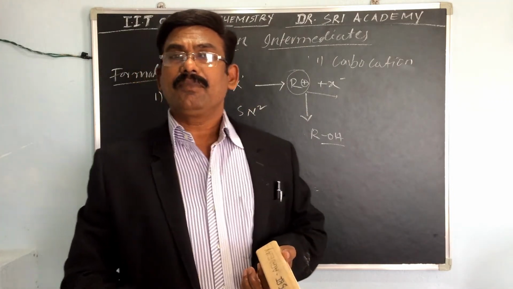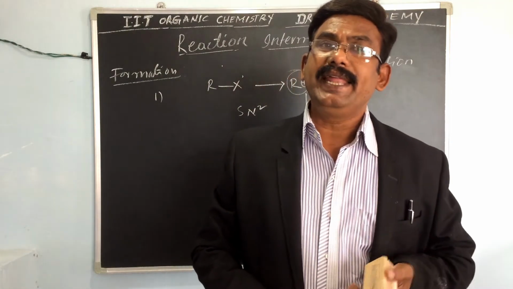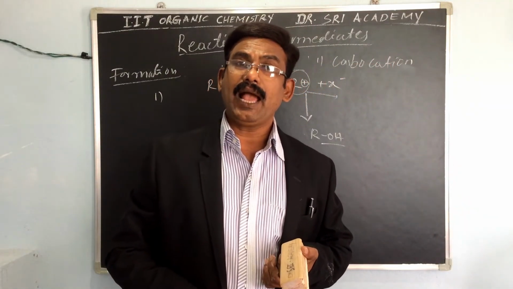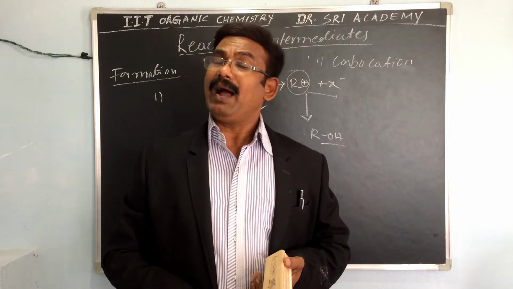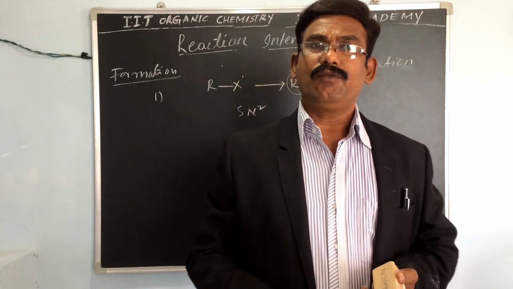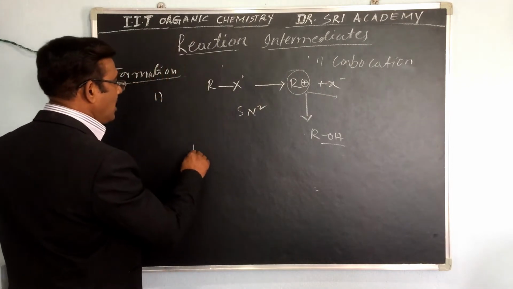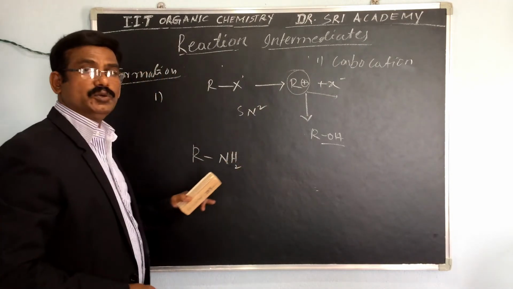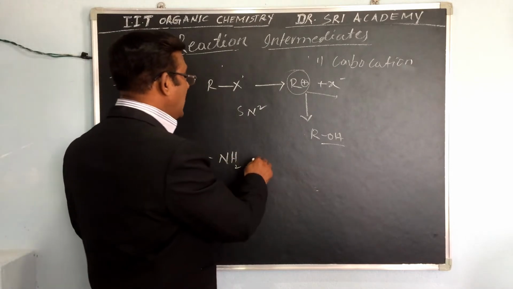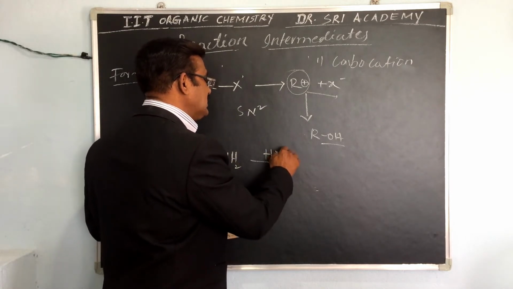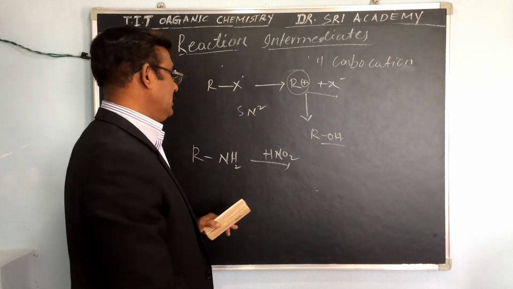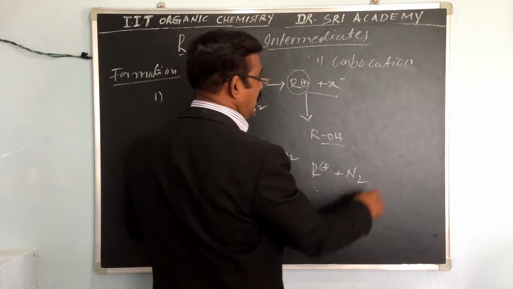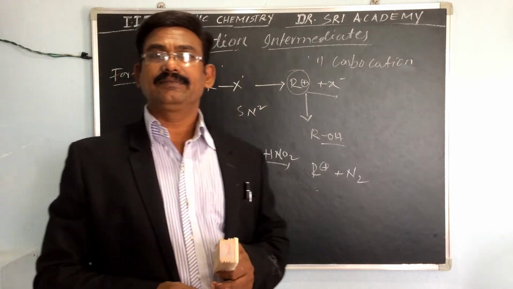And one more example is the deamination of amines by nitrous acid. For example, RNH2 in the presence of HNO2, nitrous acid. What happens? R plus formation takes place and nitrogen gas is released.